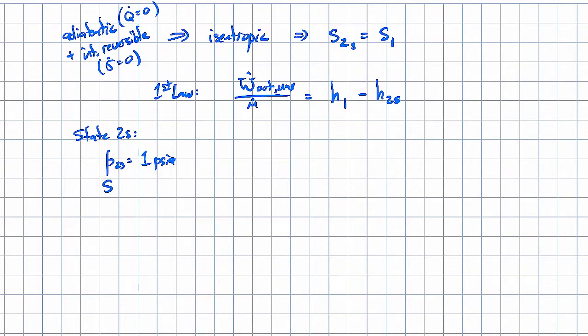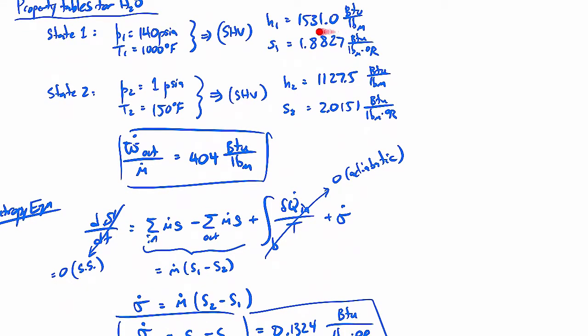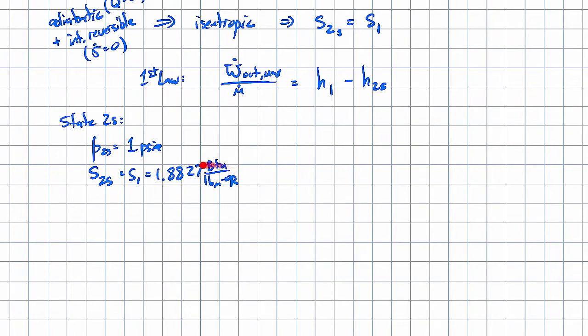We also know that the specific entropy at 2s is equal to the specific entropy at 1, which when we looked it up, was 1.8827 BTUs per pound mass degrees Rankine. Just remember that the S1 we found earlier is right up here. So for our isentropic case, S2S is the same value. So we now have two properties. We can look up our other properties, namely the specific enthalpy and the temperature.